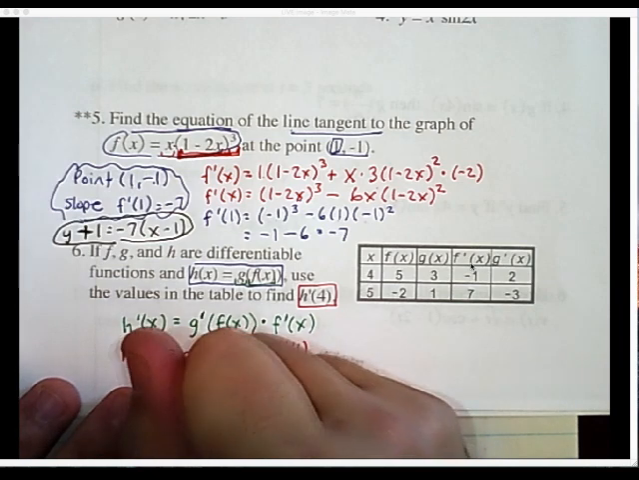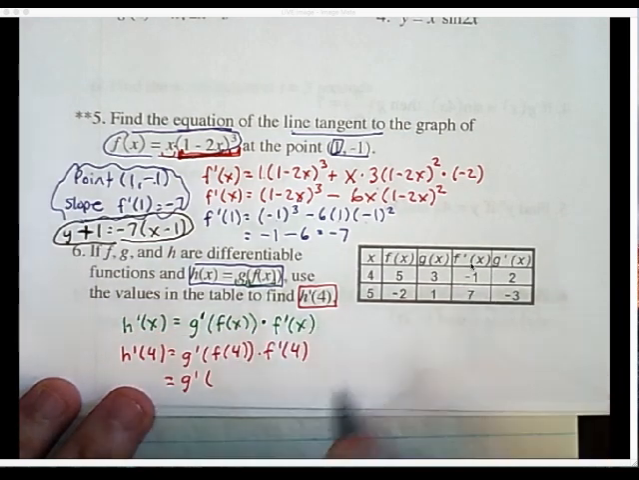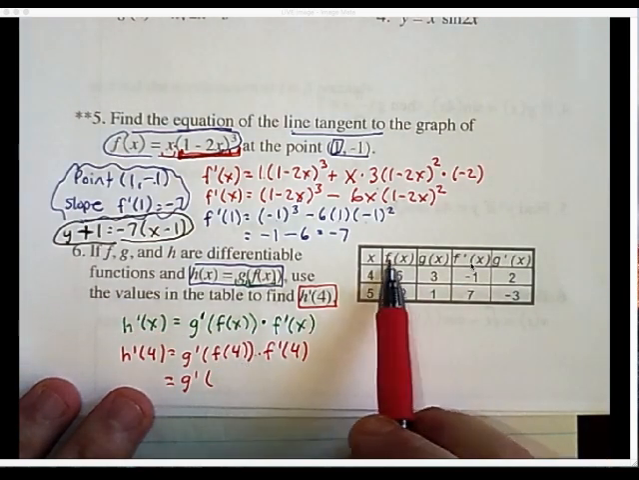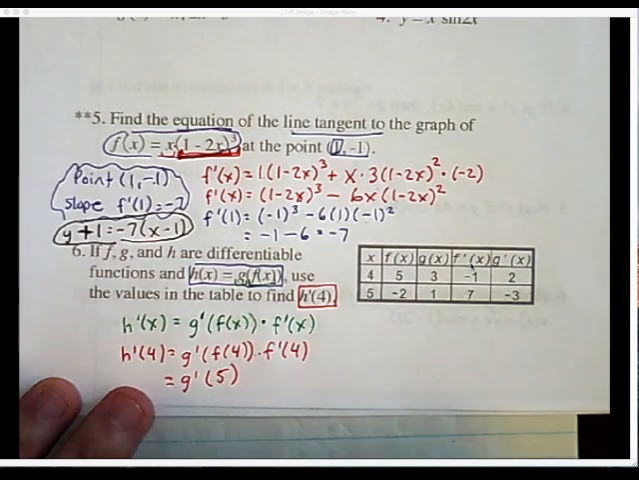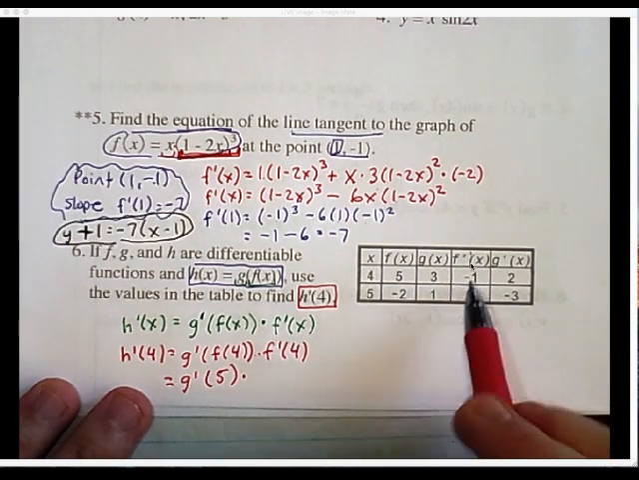I'm just going to simplify. I'm going to use the table to figure out what f of 4 is. So here's f of x. At 4 is 5. So I'm going to replace f of 4 with 5 times, what is f prime of 4? It's -1.